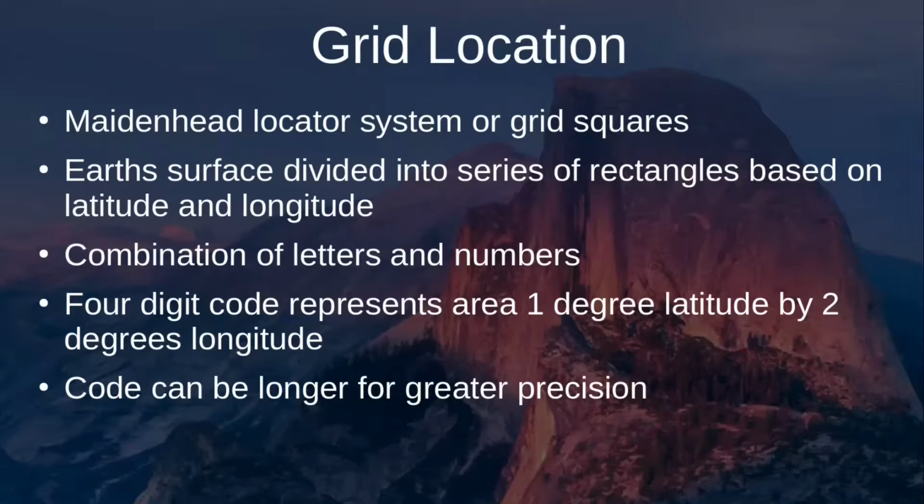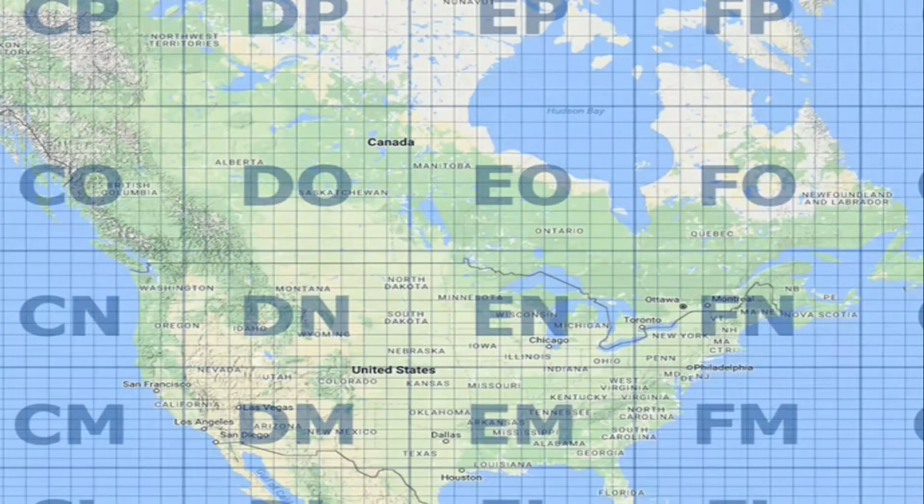And as I mentioned previously, the code can be longer for greater precision. So instead of that 1 degree latitude by 2 degrees longitude representing the 4-digit code, a 6-digit code would represent something a little more precise and smaller. And this is an example of the grid map. So you can see that South Central United States has the grid identifier EM for the letters, or Echo Mike. And the Midwest has Echo November, EN. And Montana, Wyoming, Idaho has DN, or Delta November.